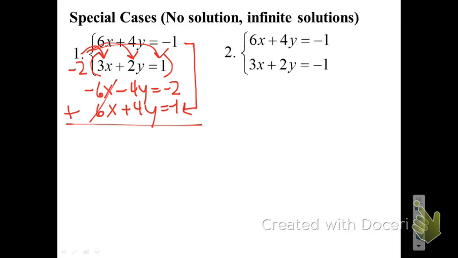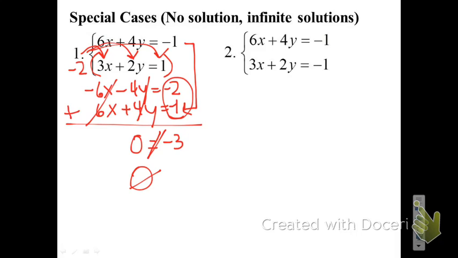Now when I add them, these eliminate, and I'm left with 0 over here, and then I combine these two to get -3. When you lose your variables, you're going to look at this statement. If it's true, then we have something, but when it's not true, like what we have here, then we have no solution.